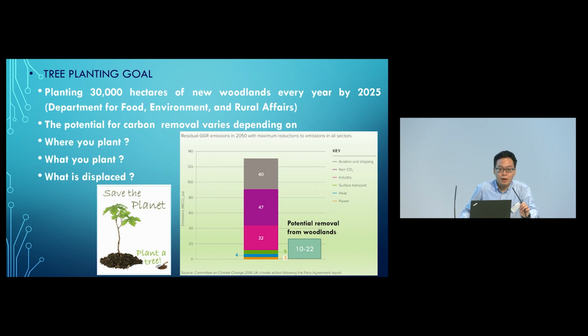which is a high proportion of all greenhouse gas emissions. And the issue we are concerned with is where we should plant the trees, what trees we should plant, and what kind of land use is replaced by the tree planting.